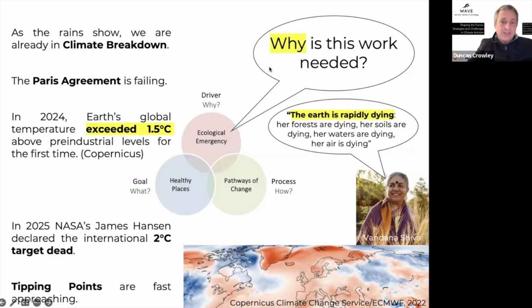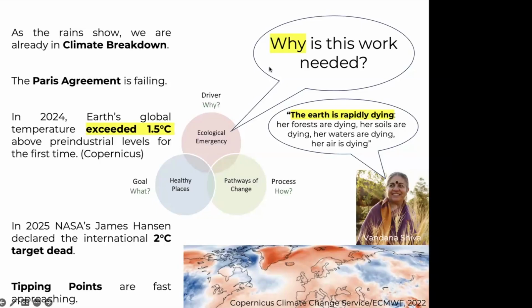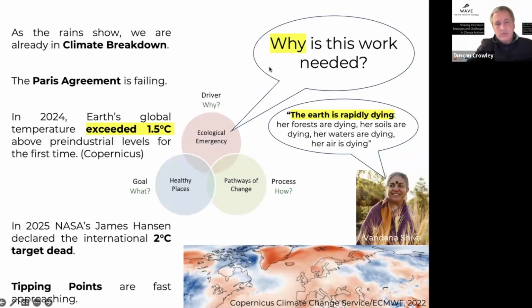In 2024, we exceeded the 1.5 degree level. That's Copernicus, the EU's climate body, saying that. And last year, James Hansen, the renowned NASA climate scientist, said also that the 2 degree level is dead. So tipping points are fast approaching. And this means that where we are now could be nowhere compared to where we're going to be quite soon in terms of total climate breakdown.